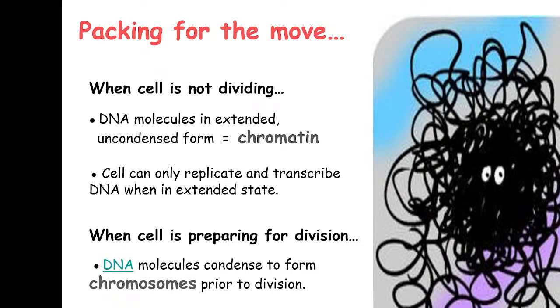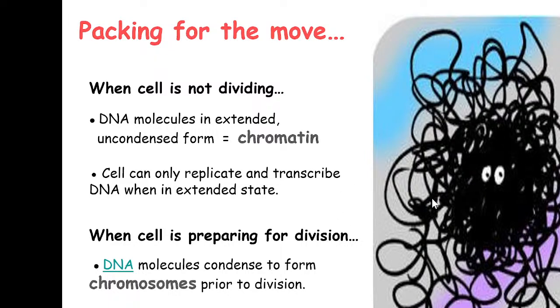When the cell is not dividing, that means in the resting state, DNA molecules are in an extended, uncondensed form, which is called chromatin. So it is an uncondensed form. DNA is loosely packed in the resting stage. The cell can only replicate and transcribe DNA when it is in the extended state. In this loose form, the DNA molecule produces another DNA molecule by the replication process. So one DNA molecule becomes two DNA molecules.